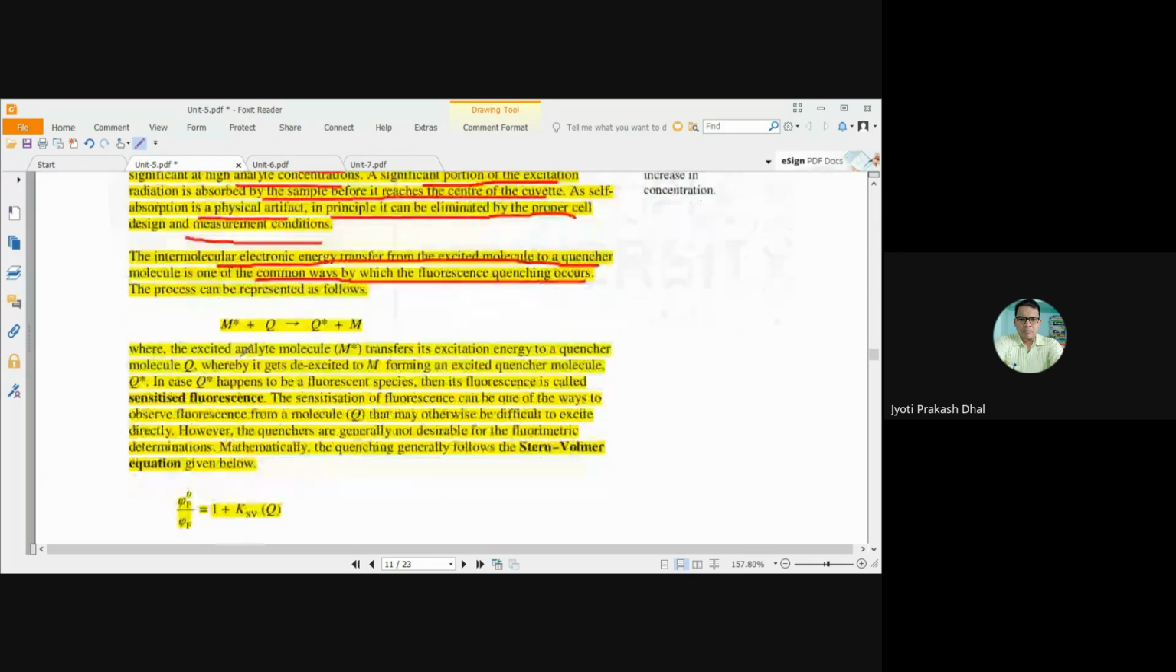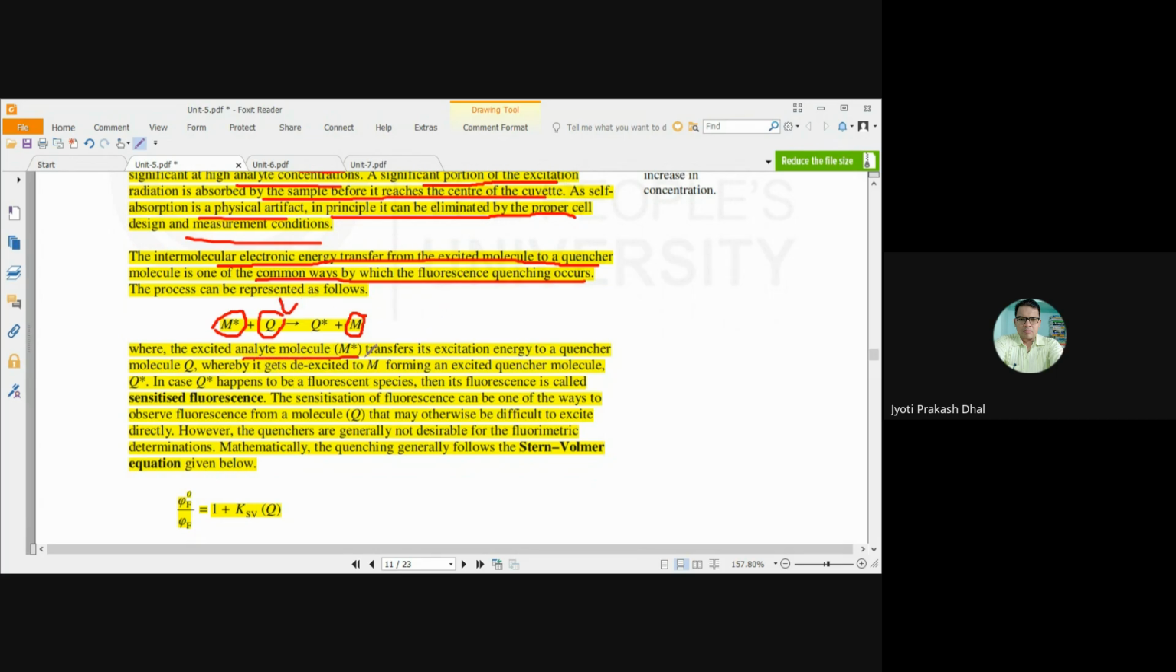The process can be represented by, suppose this is the excited molecule, and if the excited molecule reacts with some other species, that is called a quencher, and hence the excited molecule comes back to the ground state by a radiation-less process, that is called quenching. If the excited molecule comes back to the ground state by emission of light immediately, that is called fluorescence. So due to the presence of this quencher, the fluorescence intensity decreases.